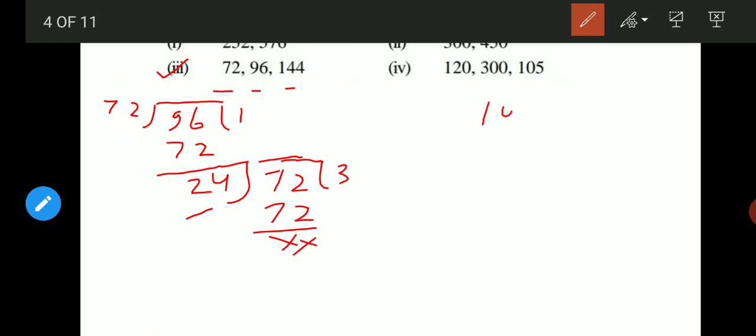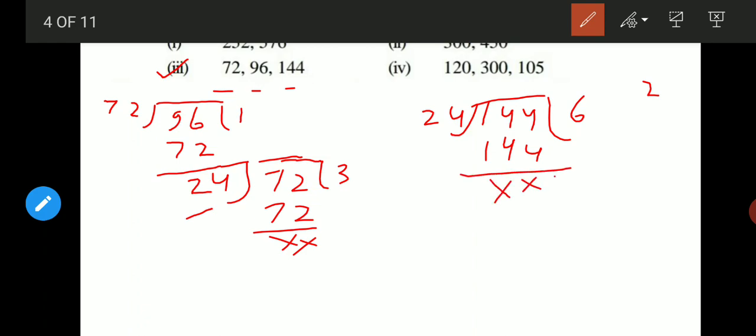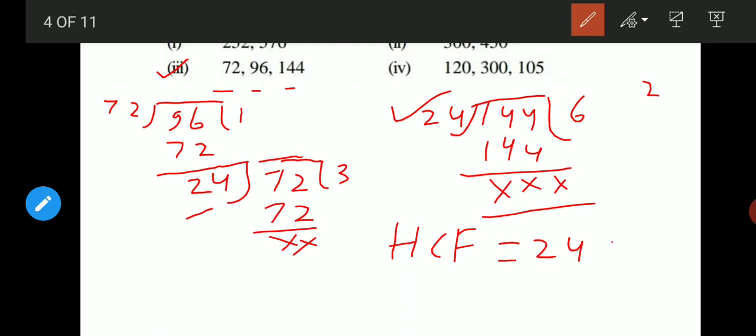Now 144 is also divided by 24. How many times? It is 6 times: 6 fours are 24, carry 2, and 6 twos are 12 and 2 is 14. So this will cancel out. So your answer is 24. You can write HCF is equal to 24. It is your answer. This is the division method, not the prime factorization. You can also do it with the prime factorization method, but this is the division method.